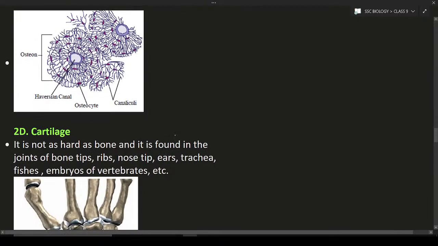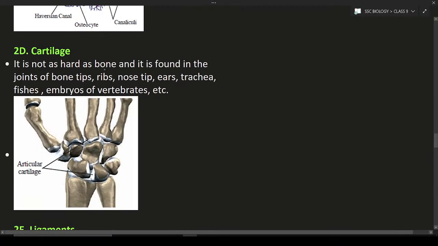The next one is the cartilage. It is not as hard as the bone. Bone is hard, but cartilage is not as hard as bone. But it has a little bit of strength. This cartilage can be seen between the bones.